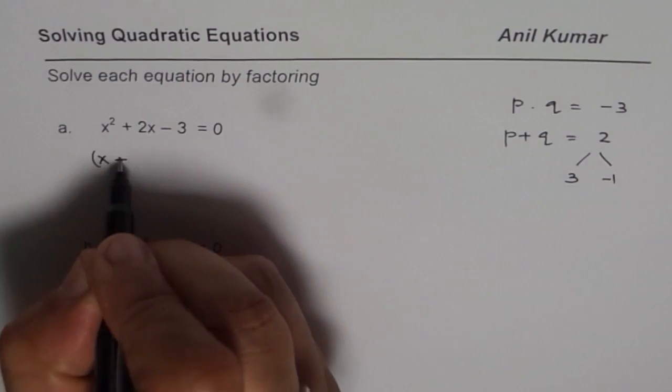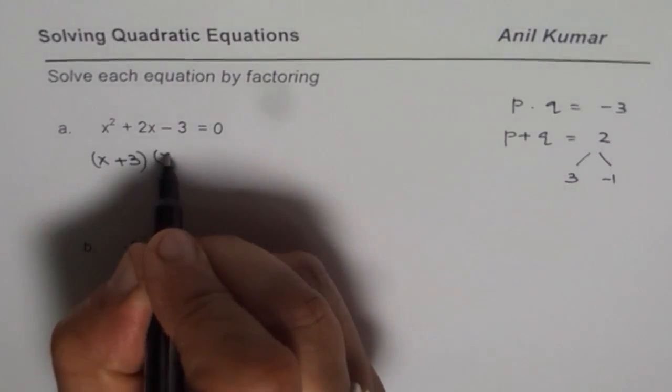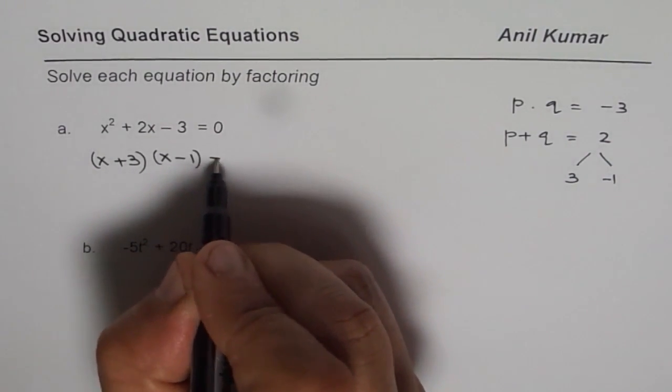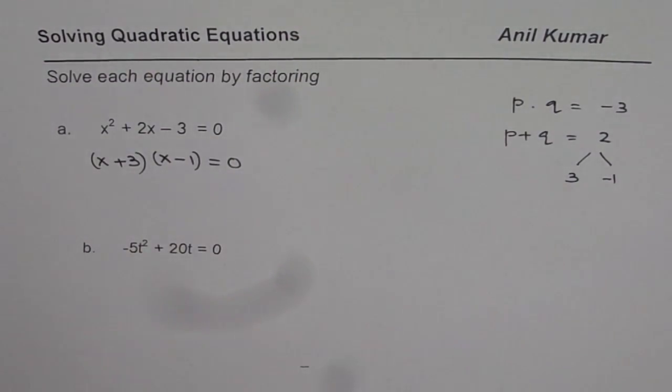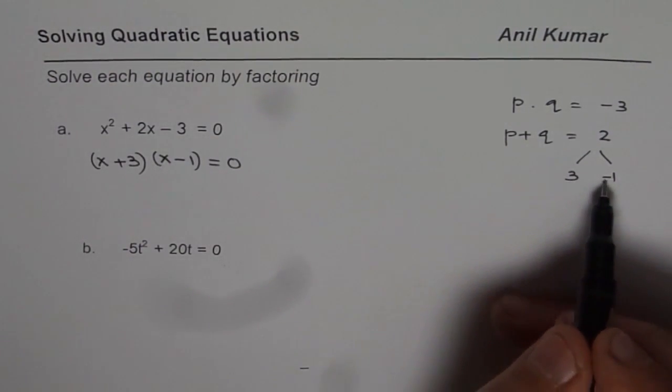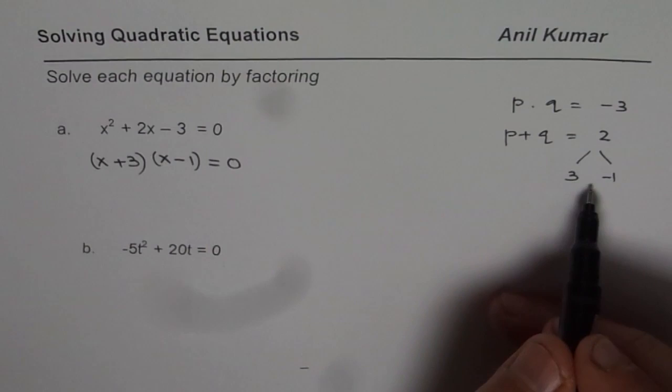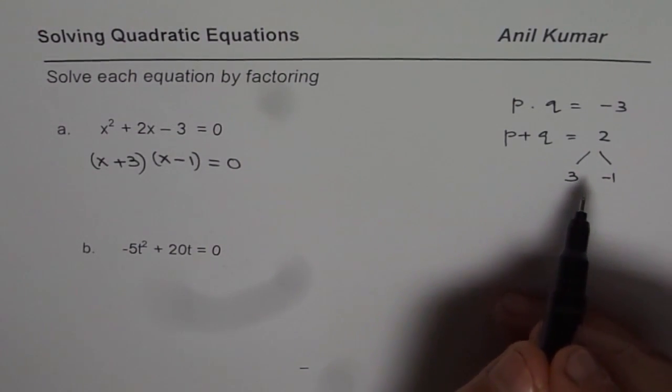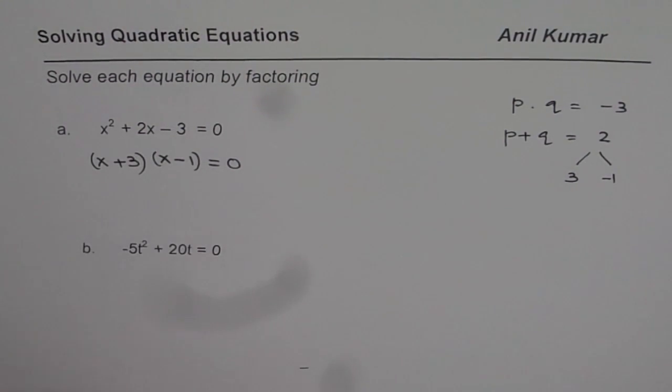We get (x plus 3) times (x minus 1), and the equation equals 0, right? If you have difficulty understanding this, I'll provide you with a link so that you understand the concept. So practice factoring before getting here.